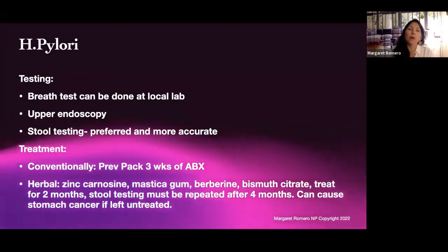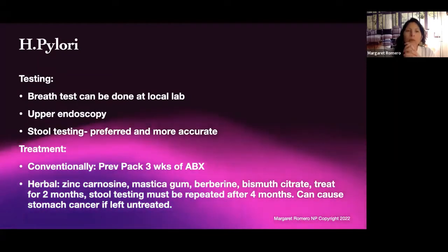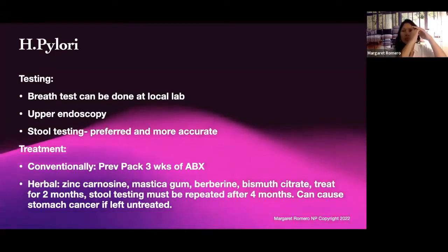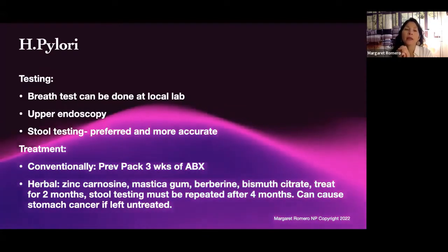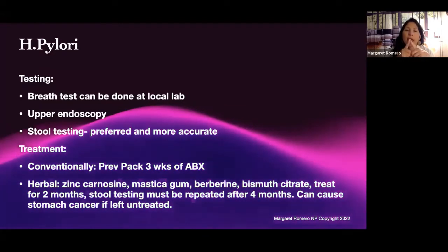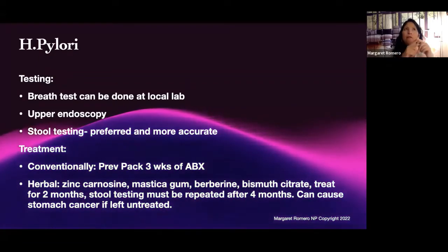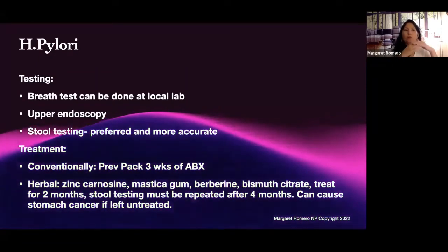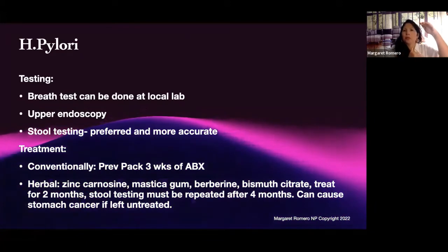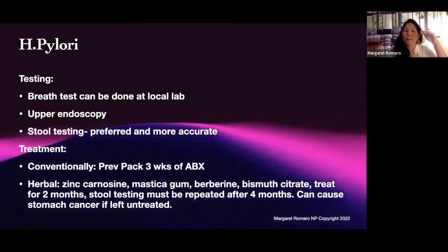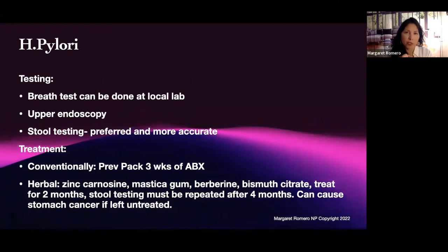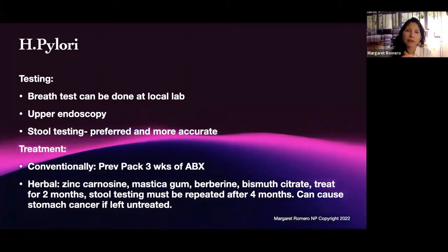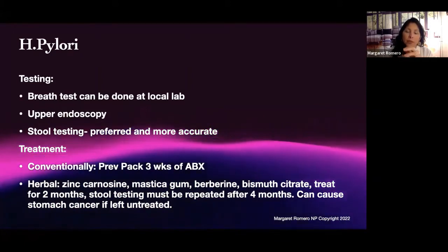Now, the problem with the breath test is I'm not sure it gives you the full picture of which strain of H. pylori you have, because in the stool test, you do get that. You get the virulent strain, A, B, or whatever it is, literally like 12 different types of H. pylori. You want to know if you have a virulent strain, because H. pylori left untreated becomes stomach cancer.